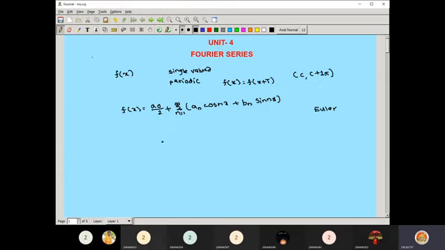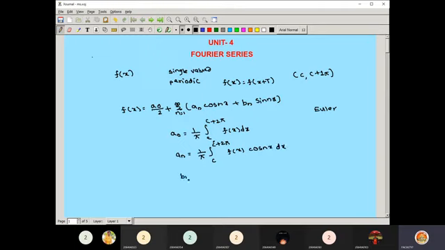As per Euler, a0 can be calculated as 1 divided by pi, integral from c to c plus 2 pi, f of x dx. This is the formula to calculate the a0 value. Similarly, you can calculate an. This can be taken as 1 by pi integral from c to c plus 2 pi of f of x into cos nx. It is the formula to find an.